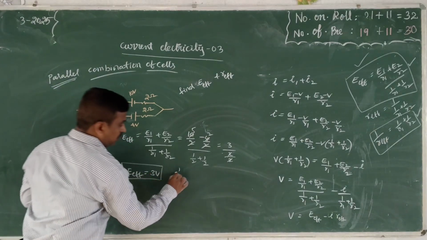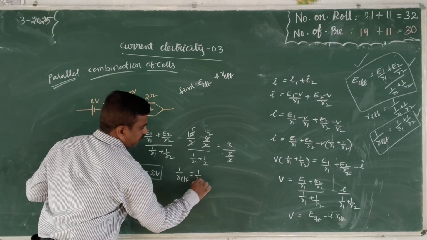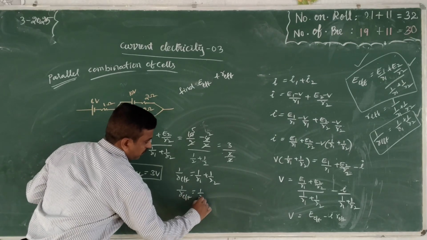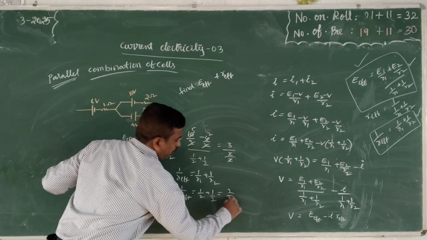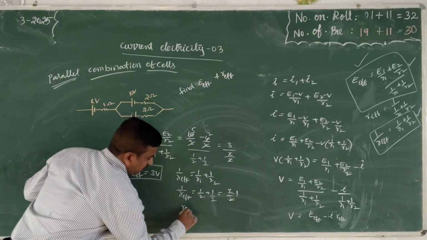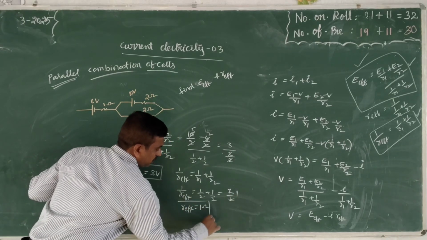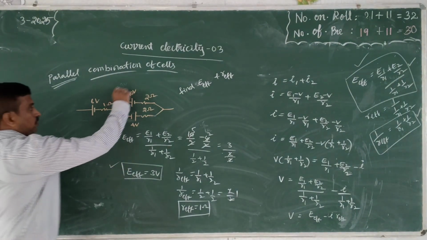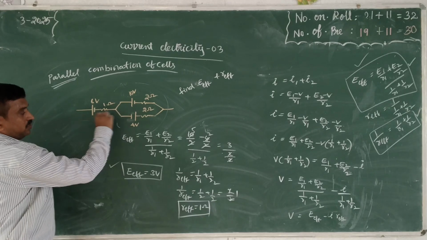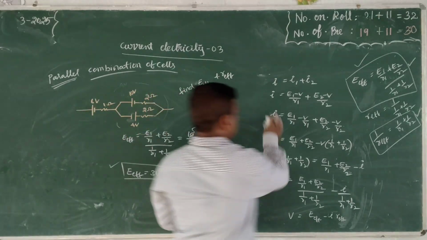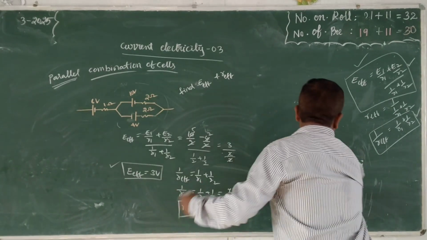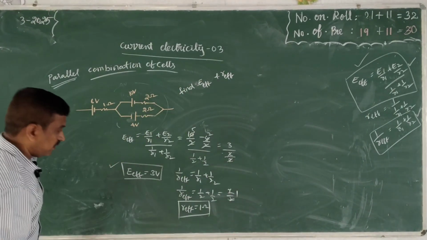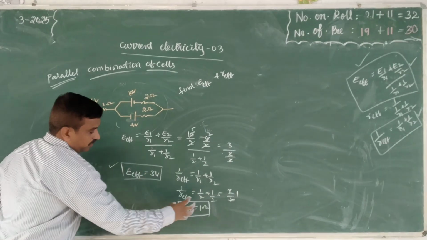Effective resistance: 1 by R effective equals 1 by R1 plus 1 by R2, which is 1 by 2 plus 1 by 2, that is 2 by 2. So R effective equals 1 ohm. It is the effective resistance and the effective EMF for this circuit. This parallel combination is in series with this one. For this, the resultant EMF is 3 volt and effective resistance is 1 ohm.